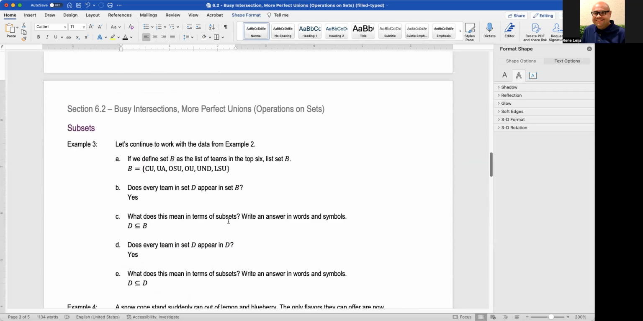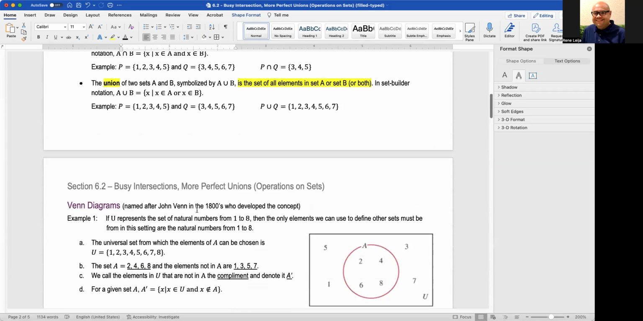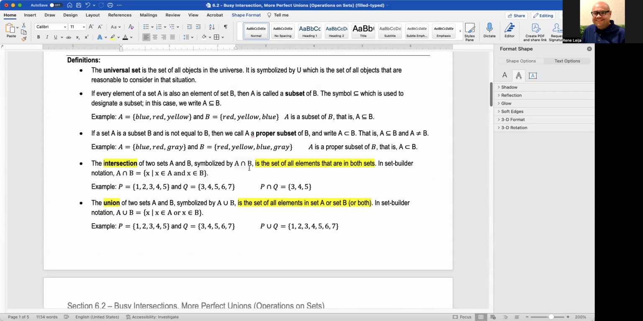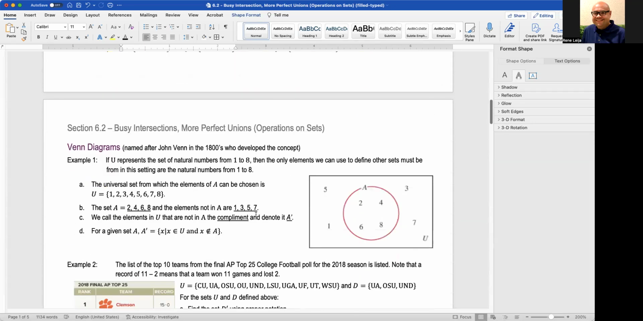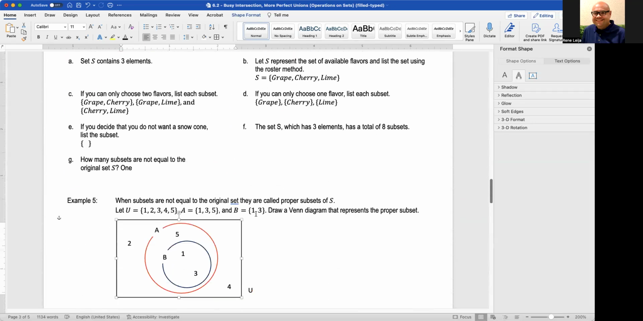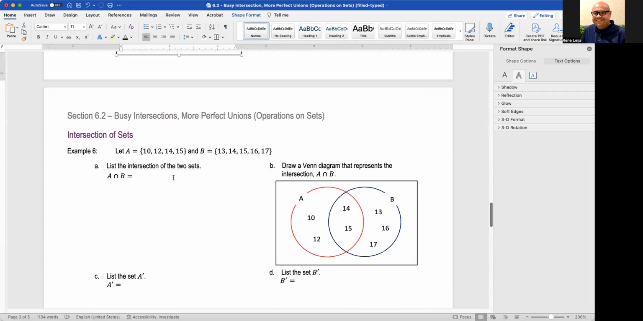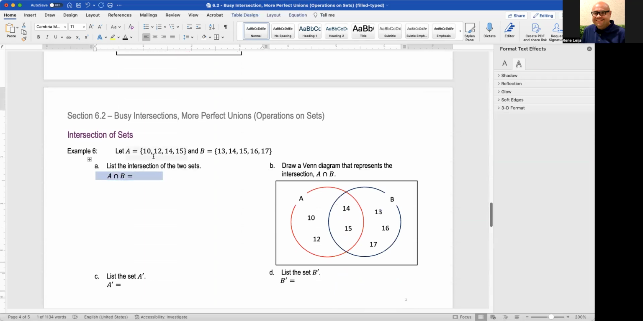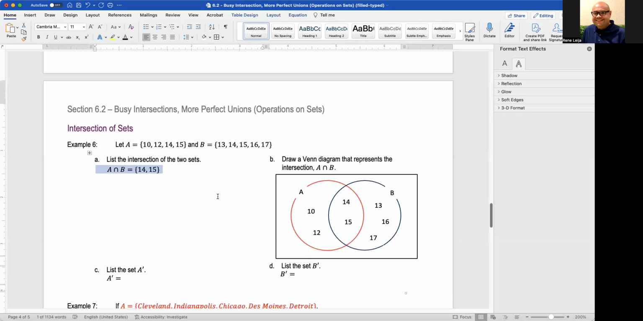Now, remember your intersection. Let me come back up here. Your intersection is a set of elements that are in both sets. So what numbers are in both sets? And so for that, you should see that numbers 14 and 15 are in both sets.